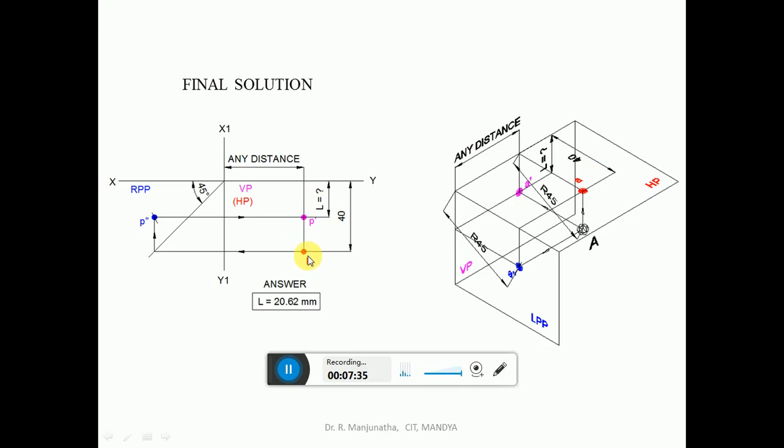Since the image is on HP, we are going to get the top view. You make it small a, because he has given it as point A. So you use the notation a here. So this is the top view. Always on the top view you have to project a 45 degree line. So from here draw a 45 degree line adjacent to HP. Why? Because this in front of VP distance of 40 mm has to be transferred into a horizontal distance.